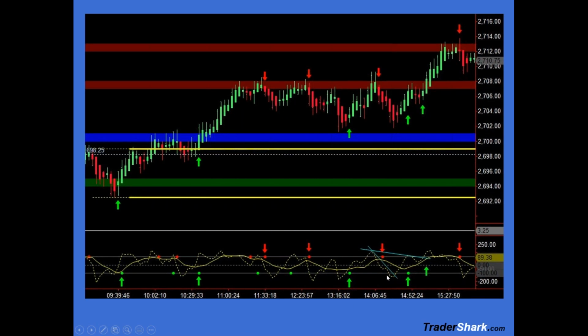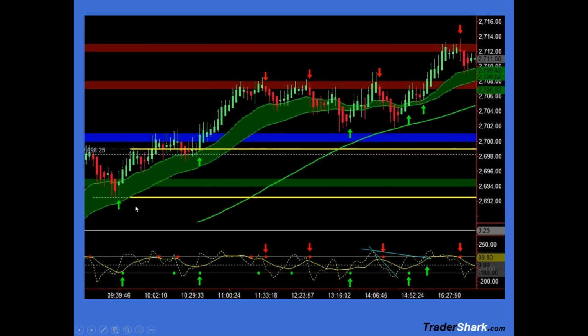There's your trend lines. Looking for a trend line cross. Once we get a trend line cross, there are rules for entry. Go over that later. Go over that in the shark den.